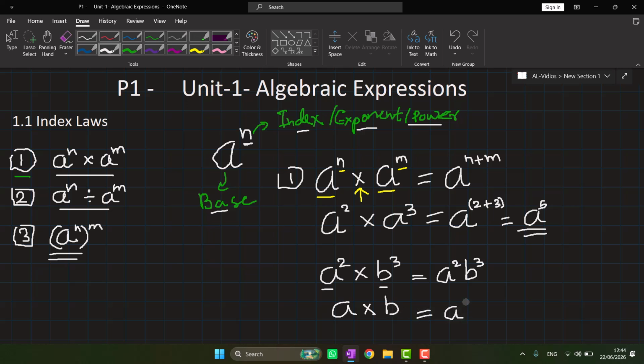Now, when no index is written, by default, the index is 1. So when the index is 1, we don't write that. So we leave it as a into b.